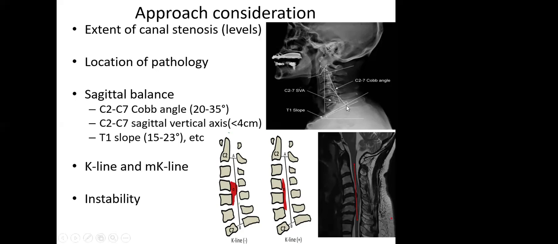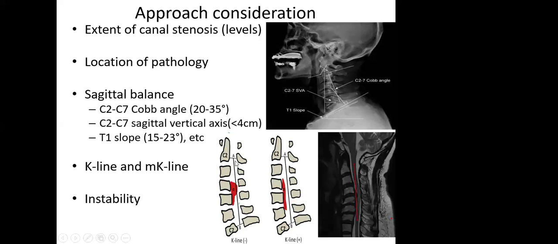T1 slope is also a line drawn along the inferior end plate, and then a horizontal bar, and the angle they make. The higher this T1 slope, the more likely a patient is going to benefit from an anterior procedure. Another thing to consider is the K-line. This K-line initially was used in treatment decision for patients that have ossified posterior longitudinal ligament, and is usually measured using a lateral plain radiograph.